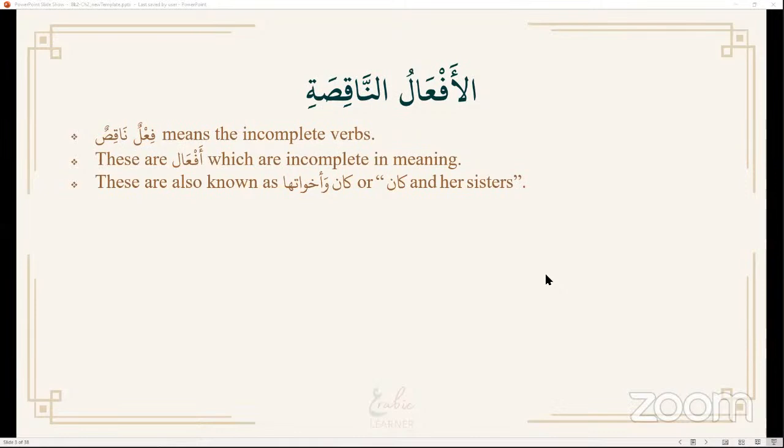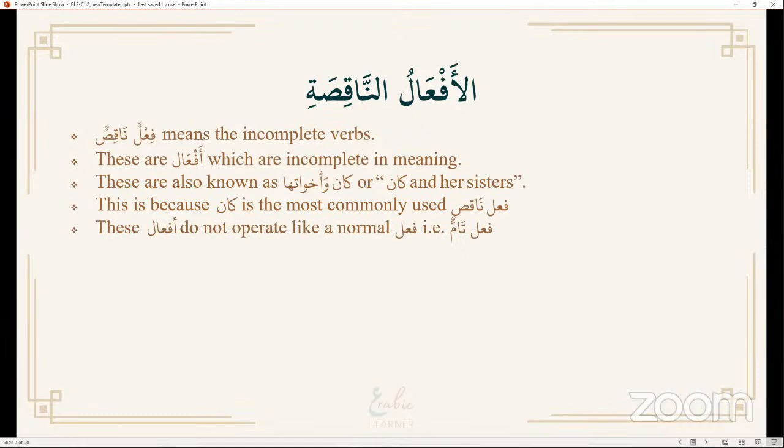Now, why is it called Kaana wa akhawatuha? Because these are several verbs. It's not one. Kaana is one of them. There are several such af'al, and they are called sisters of Kaana because they behave the same way. They have the same trend. They act similarly. And why is it named after Kaana? Why not any other name? Because Kaana is widely used. Kaana is well known. That's why it is called Kaana and her sisters.